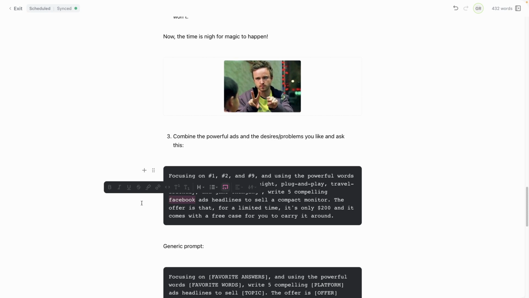Just remember that if your platform is not a very popular one, like, I don't know, Pinterest. Pinterest is popular, but not that popular. You might need to give some description on what's allowed there, because ChatGPT might not have been fed a lot of content about Pinterest, but I digress. Write 5 compelling Facebook ads headlines to sell a compact monitor.